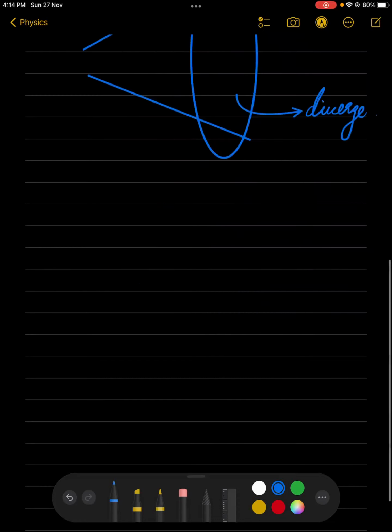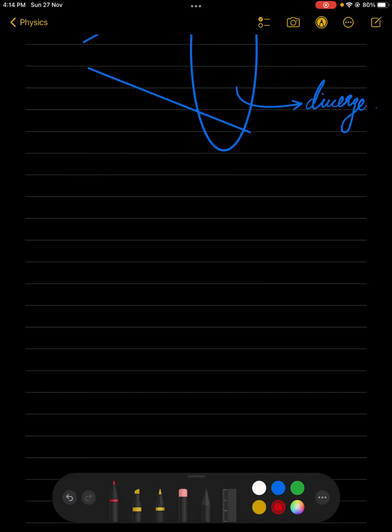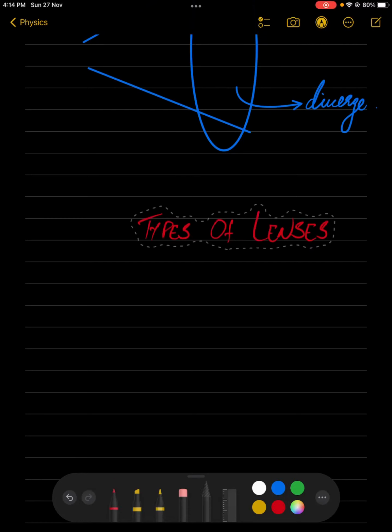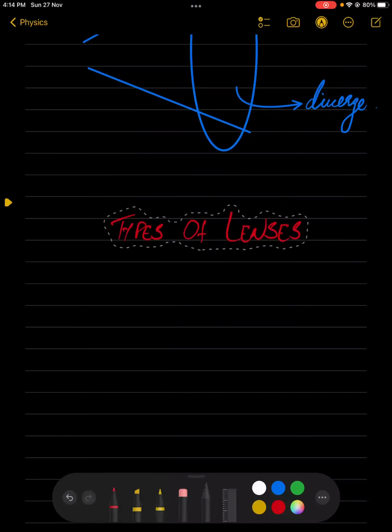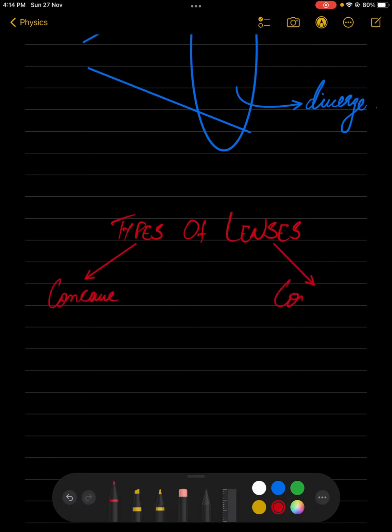अब आ जाते हैं types of lenses की तरफ. तो आप में से कोई बता सकता है कितनी टाइप्स होती हैं और कौन कौन सी टाइप्स हैं हमारे पास? Yes, anyone who could tell me the types of lenses? Very good. We have two types of lenses. The first one is concave and the second one is convex.